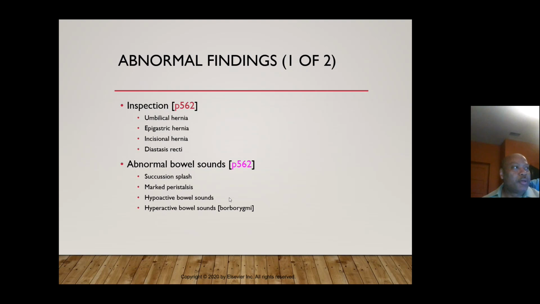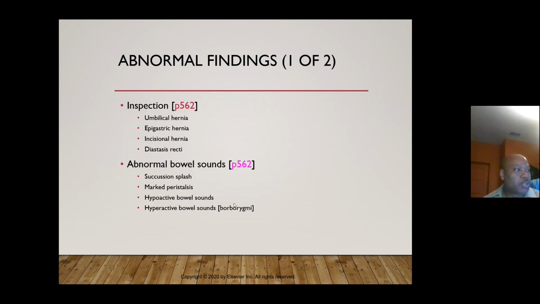And then some additional abnormal findings. We're looking here at inspection, which is on page 552. Take a look at umbilical hernias, epigastric hernias, incisional hernias, and also diastasis recti. Take a look at what that would look like. There's also a table, 22.4 and 22.5. Look at that for additional information.